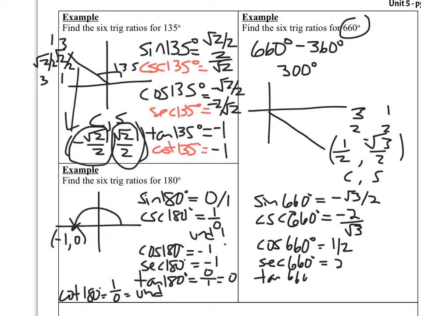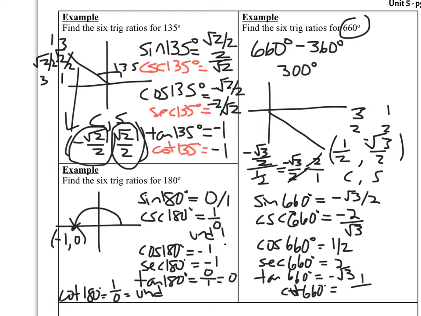Tangent of 660 is sine over cosine. So we have negative square root of 3 over 2 over 1/2. How do I divide fractions? I multiply by the reciprocal. Look at what happens. Our 2's cancel. Guess what? That happens every time. So I'm left with negative square root of 3 over 1, which is just negative square root of 3. Cotangent, I'm going to flip that, and that would be 1 over negative square root of 3. Guess what? We don't need to rationalize.